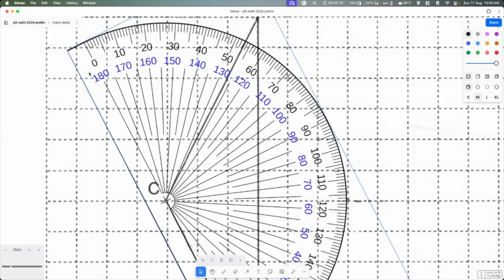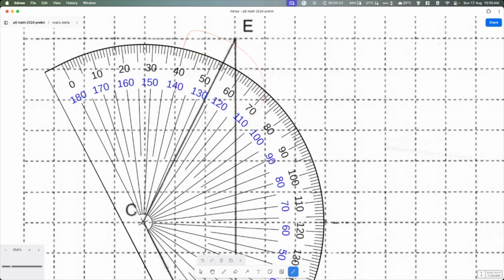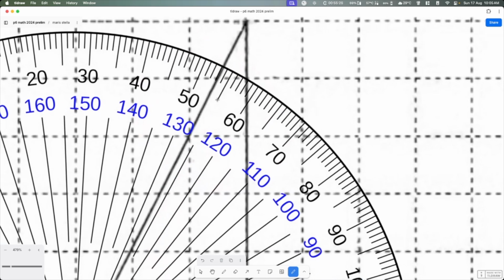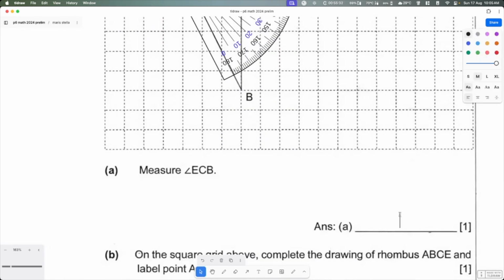So if I were to zoom it in, make sure you align it to the point over here, and then you see that the angle is starting from 0 all the way until 120, in the middle to 120 and 130. And if you zoom it in, so this is 125, 126, and then 127. So the answer to this question is 127 degrees.